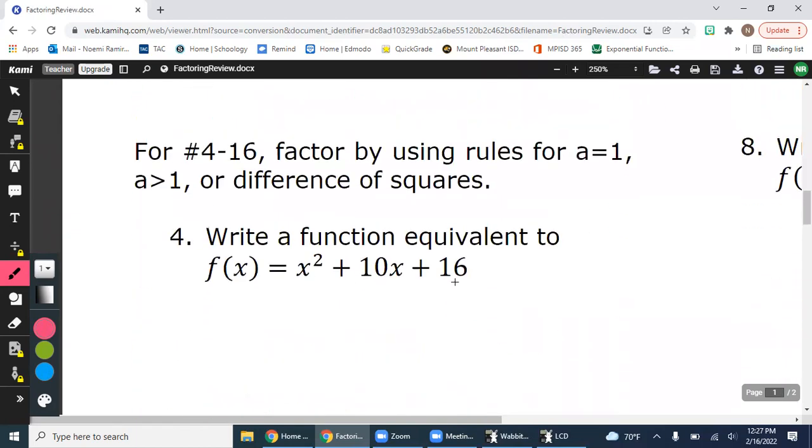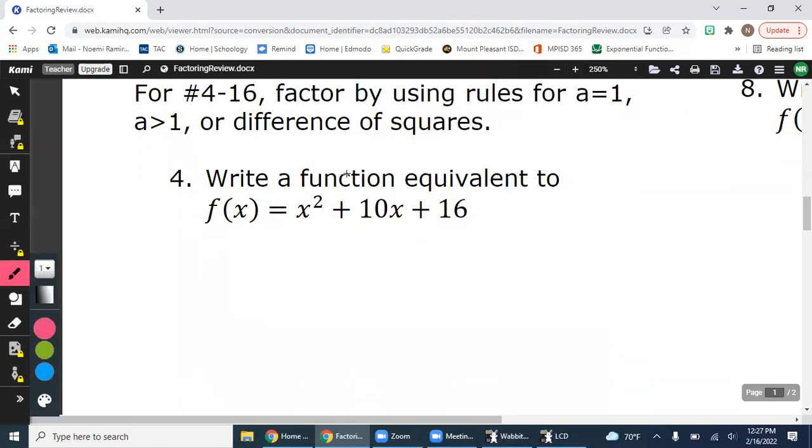Now, numbers 4 through 16, in other words, all the rest of them, you're gonna factor by using the diamond, kidnap, or just your difference of squares method that we learned on Monday, okay? I'm gonna do number 4 with you, then we'll flip over to number 9. Number 4, you are going to use the diamond.